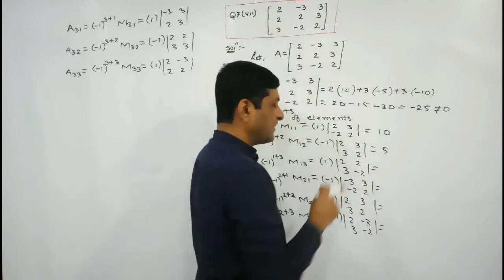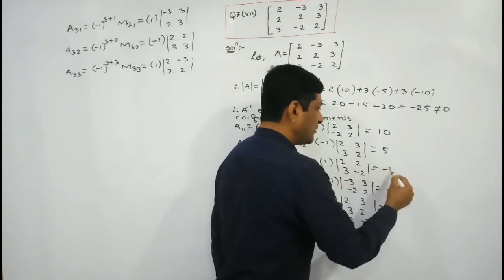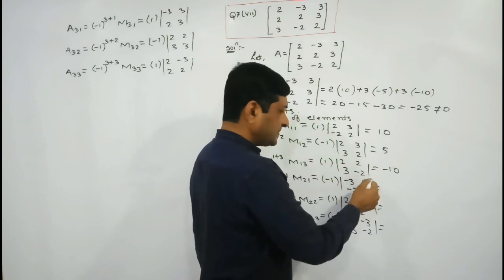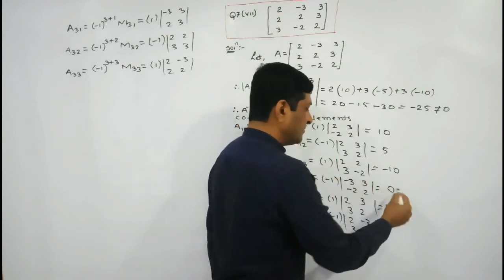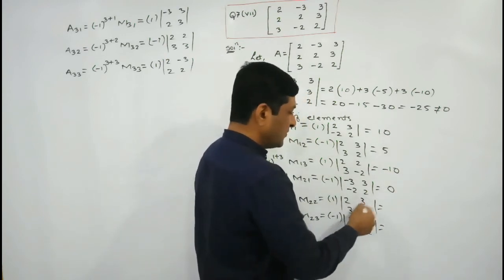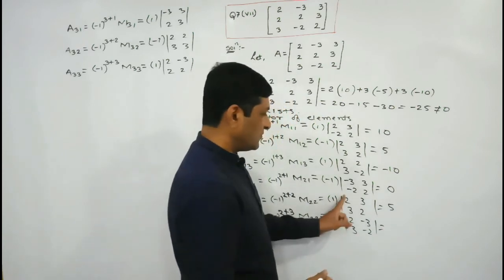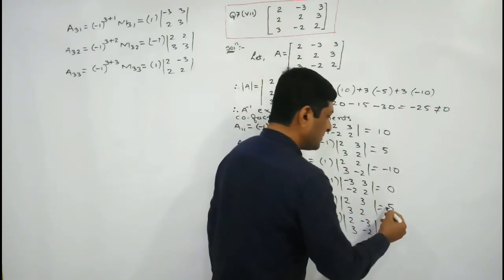Here minus 4 minus 6 is minus 10. Minus 10 into 1 will be equal to minus 10. Here minus 6 and minus minus plus 6 will be equal to 0, and 0 into any number is 0. So 2 2s are 4, 4 minus 9 is minus 5, minus 5 into 1 is minus 5.